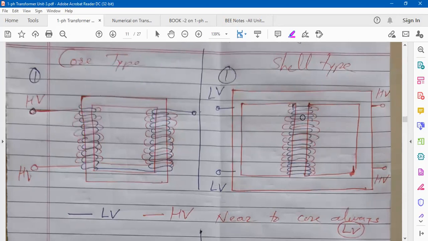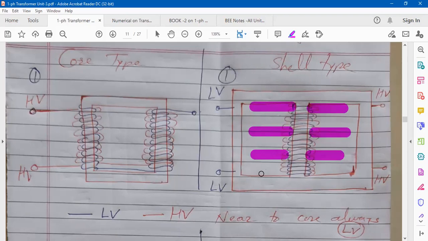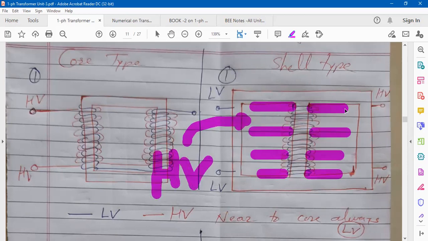And in shell type of transformer, suppose these are 10 LV turns, then in between sandwich HV turns, then again LV turns, then again HV, then again LV, and so on. And near to core is always LV turns. Okay, in between LV, you assume white one, these are the HV turns. Okay, so like this sandwich type of winding arrangement is used. So, concentric cylindrical type of winding arrangement and sandwich type of winding arrangement.